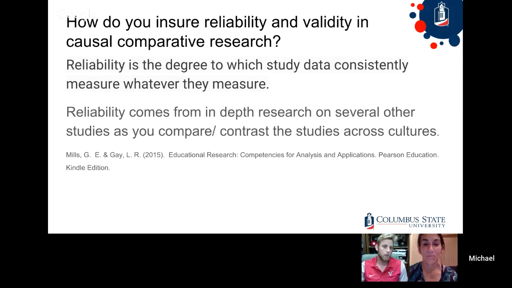Reliability, however, is not the same as validity. Remember, a valid test that measures what it purports to measure will do so consistently over time, but a reliable test may consistently measure the wrong things. To summarize, reliability is the degree to which studied data consistently measures whatever they measure, and reliability comes from in-depth research on several other studies as you contrast the studies across cultures.